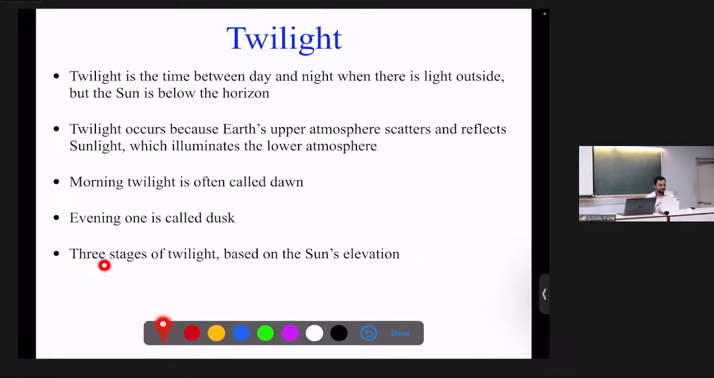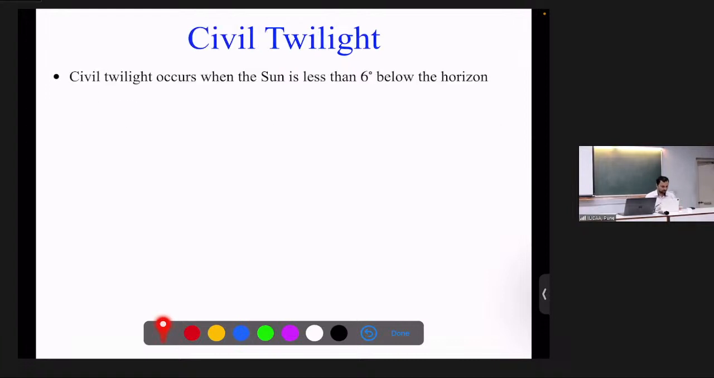You know that there are three stages of twilight. Have you read it? Who has read it? No? Then it's a surprise, right? Surprise phase. Twilight also has three phases. Yes, there are three phases of twilight. Okay, who knows? Do you know? Don't tell me.